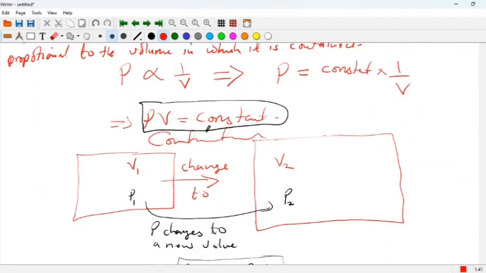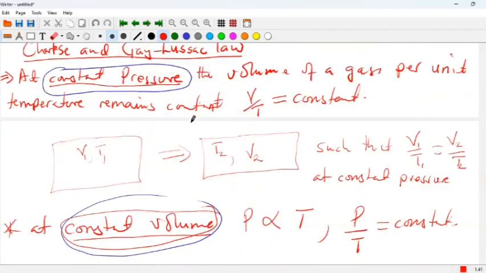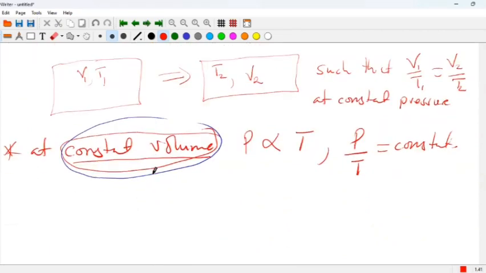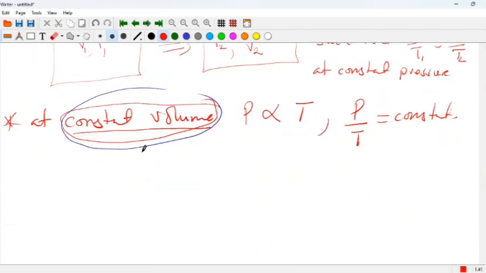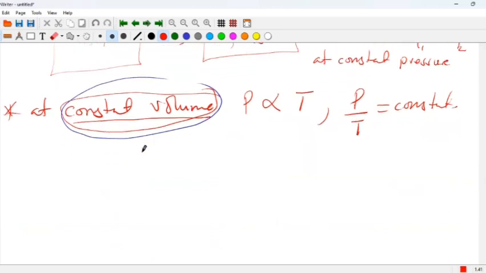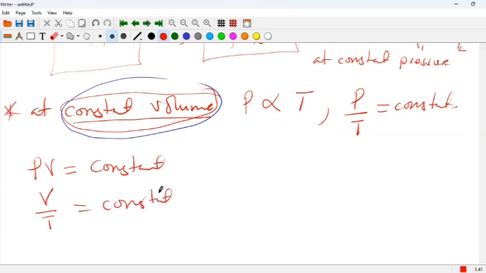So the first we did temperature constant, the second we have done pressure constant, the other one we have done volume constant. In short, the first one is pressure times volume is equal to a constant. We have talked about volume divided by temperature is a constant.